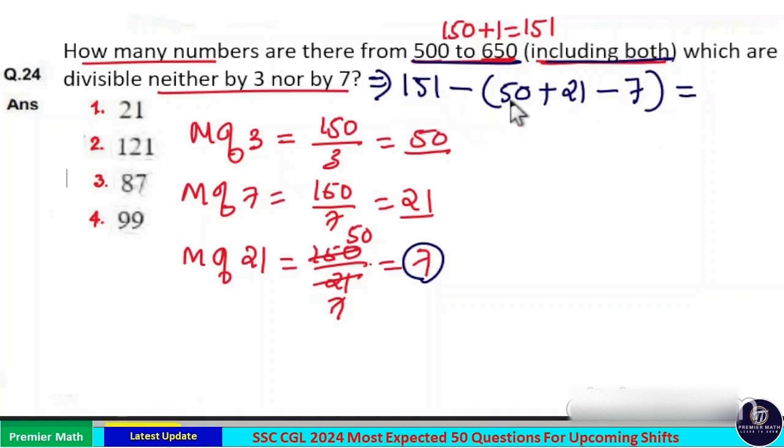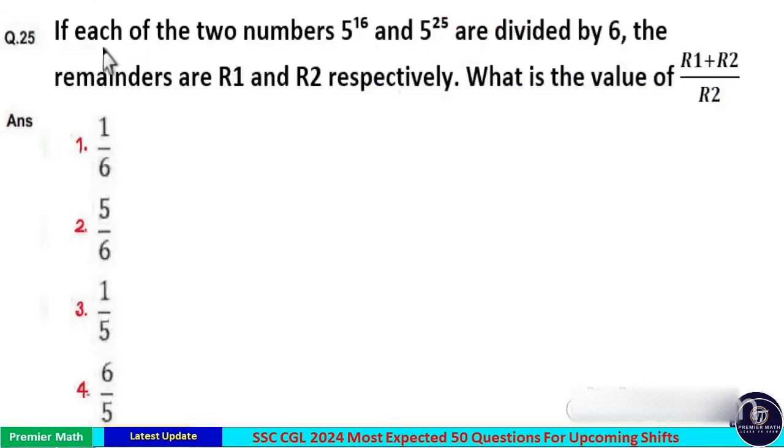Now this is equal to 151 minus 50 is 101. 101 minus 21 is equal to 80. 80 plus 7 is equal to 87. So total 87 numbers are between 500 to 650 which are divisible neither by 3 nor by 7. So option 3 is your answer.